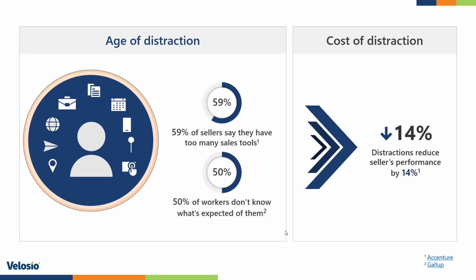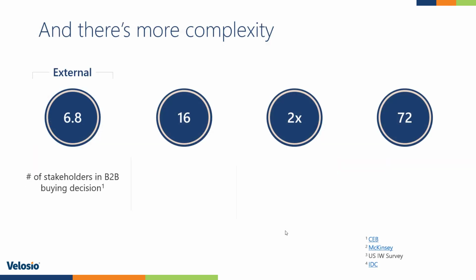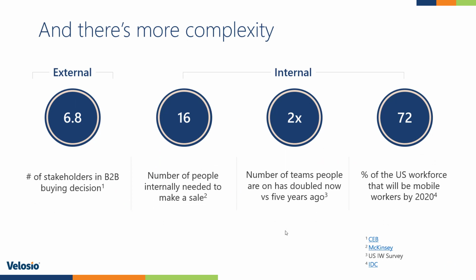So 14% of a $100 million company equates to $14 million a year in lost revenue. If we can just improve that 14% to 10%, that's an increase in revenue of $4 million a year. In addition to distractions, sellers face increasing complexity in today's sales environment. Sellers have to juggle an average of 6.8 stakeholders and 16 colleagues per deal. And that results in longer and more complex sales cycles. Sellers are on twice as many teams now compared with just a few years ago, and they work while on the go, complicating collaboration efforts.